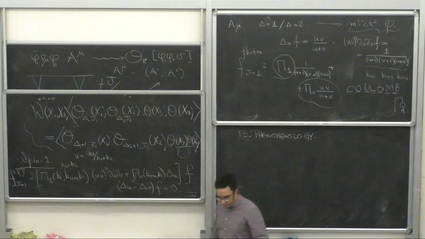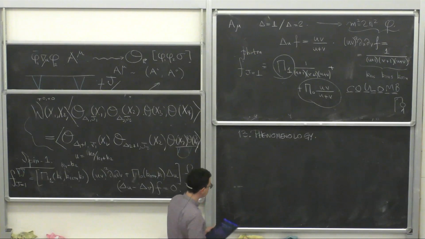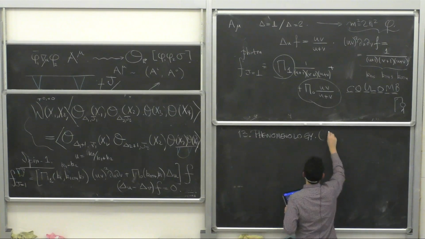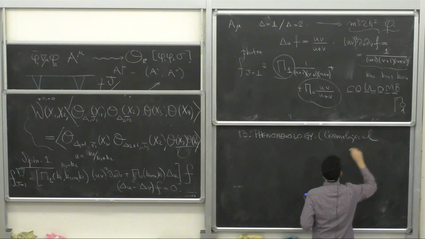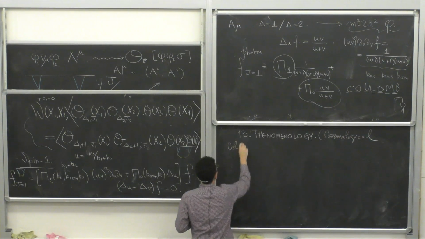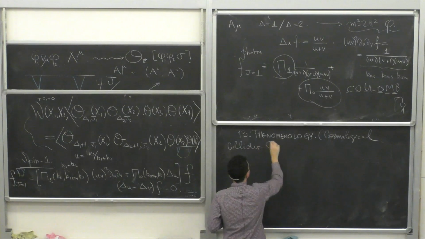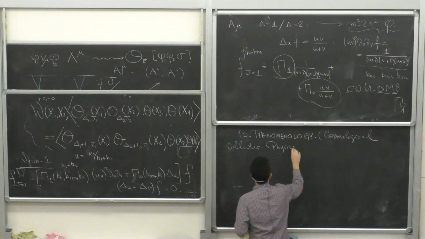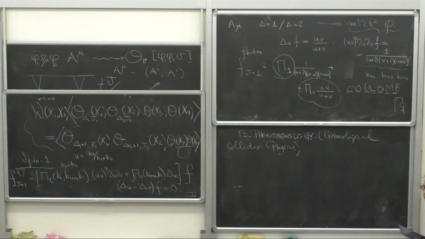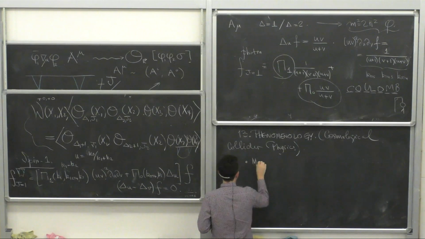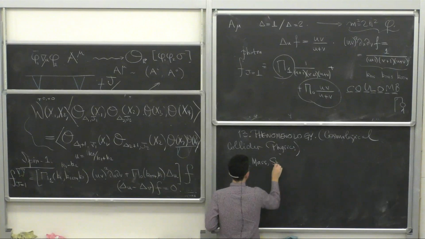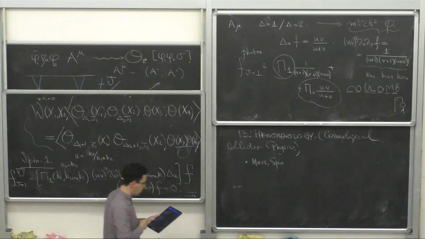So how do you use cosmological correlators? This is also known in the literature as cosmological collider physics. So how do you read off from cosmological correlators different types of physical scenarios? Okay, so we discussed mass and spin, right? So that's the first thing.